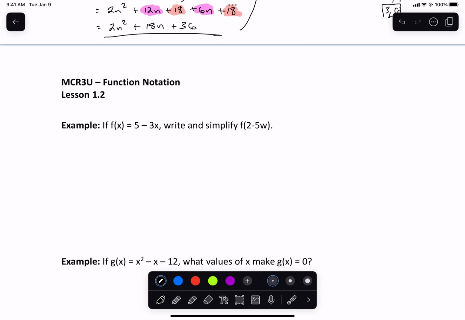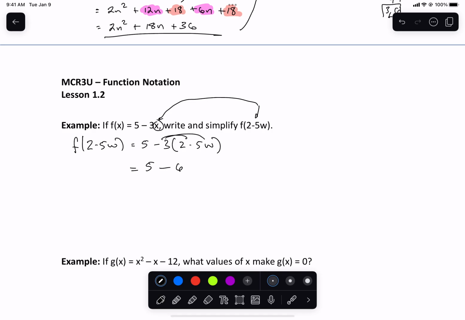Okay, another quick example here. I don't think this one will be as complicated. Again, whatever you see in that place of where x should be, it's going in for x, whatever it is. So we're just going to distribute the negative 3 in. We're going to get 5 minus 6 plus 15w. 5 minus 6 would be negative 1 plus 15w.